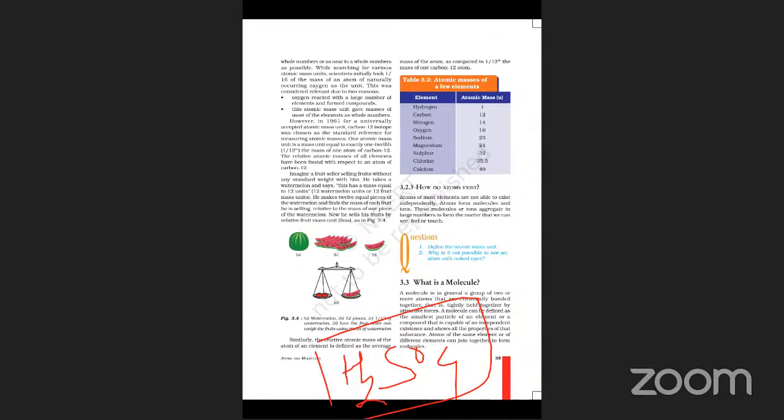So I can say the atoms are of the same or different elements. You will see here different elements are attached. But if I'm talking about H2, you will see in the case of H2 there are two H atoms, so these are of the same element. So atoms of the same element or of different elements can join together to form a molecule.